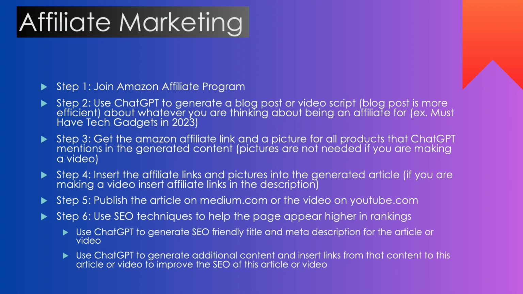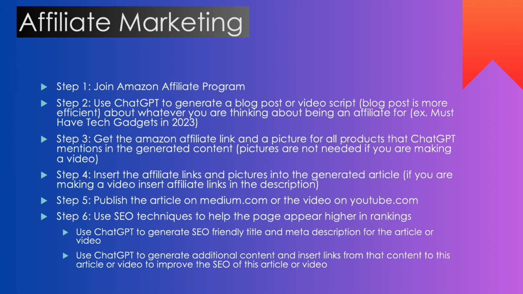What you need to do is open up ChatGPT and ask it to generate an SEO-friendly title and meta description for the article or video that you've produced. So for example, the earlier article I mentioned, must-have tech gadgets in 2023, I would open up ChatGPT and ask it to generate me an SEO-friendly title and meta description. And I would do this in 2 separate requests of ChatGPT.